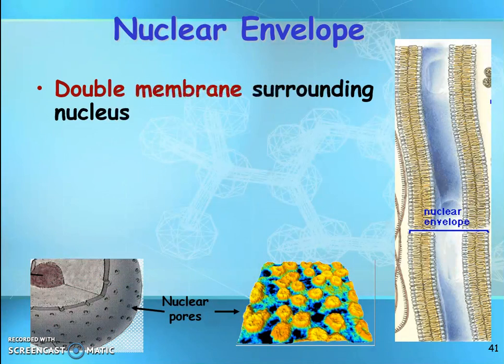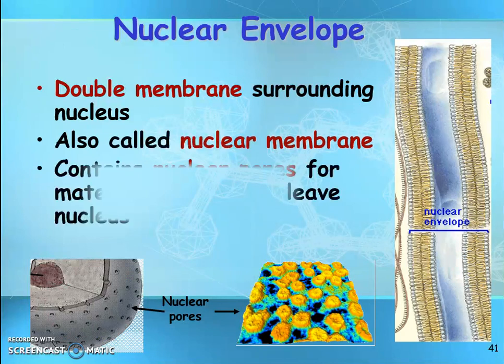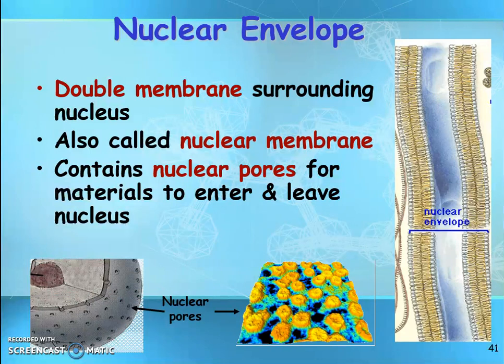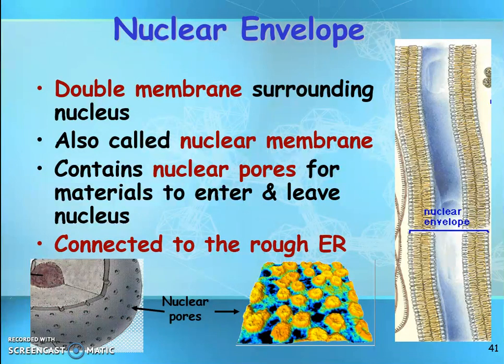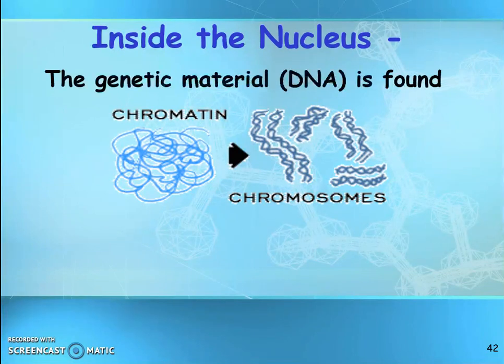Outside the nucleus is a double membrane surrounding it, which is called the nuclear envelope. It's also called the nuclear membrane, and it has nuclear pores for materials to enter and leave the nucleus. So the nuclear envelope controls the materials entering and exiting the nucleus. The nuclear membrane is often connected to the rough endoplasmic reticulum. Let's look at what's inside the nucleus. There is genetic material, DNA, which is deoxyribonucleic acid.